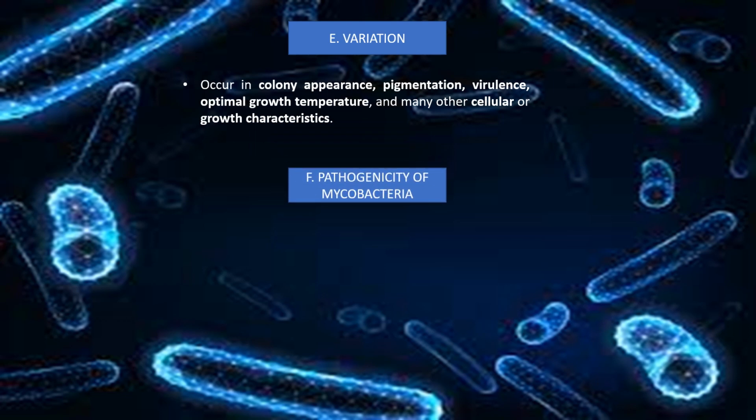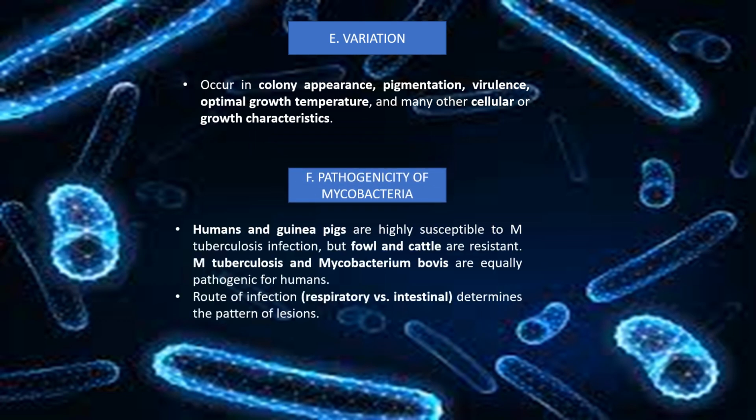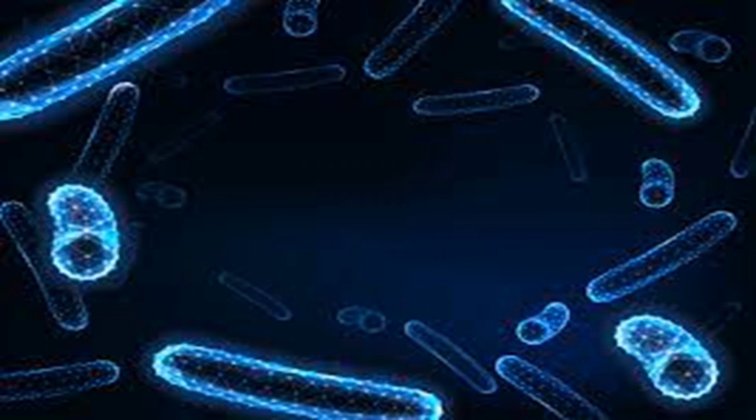And then for the pathogenicity of Mycobacteria, humans and guinea pigs are highly susceptible to M. tuberculosis infection, but fowl and cattle are resistant. M. tuberculosis and Mycobacterium bovis are equally pathogenic for humans. Route of infection, respiratory versus intestinal, determines the pattern of lesions.